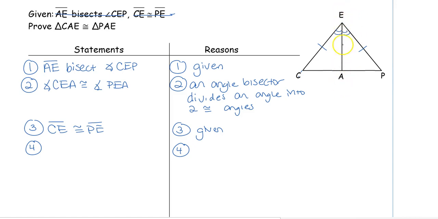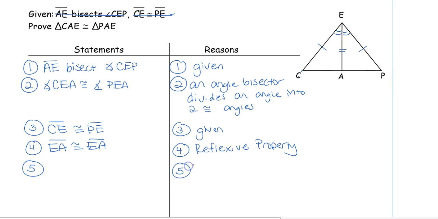We look at segment EA. Segment EA is a shared side between those two pieces. So I can say that segment EA is congruent to segment EA. And how do I know that? Because of the reflexive property. The reflexive property is that shared side piece. There's my third piece. Now that I have my third piece of congruent information, I can draw my final conclusion that triangle CAE is congruent to triangle PAE.